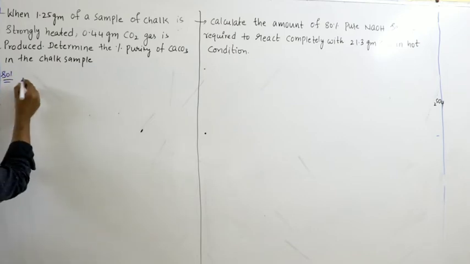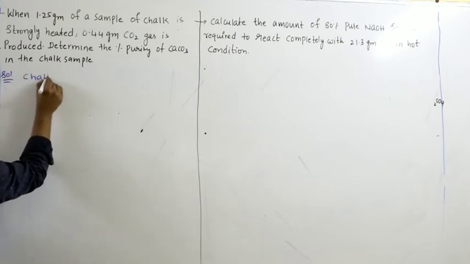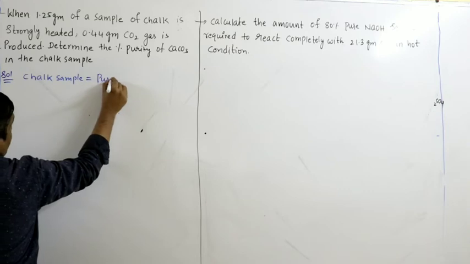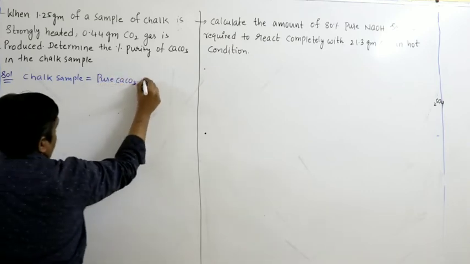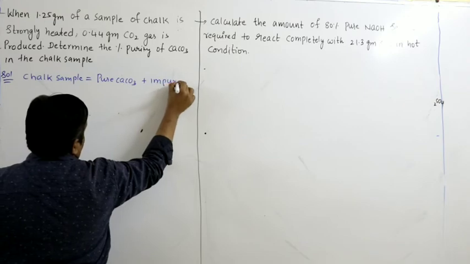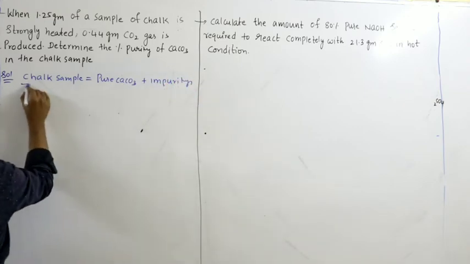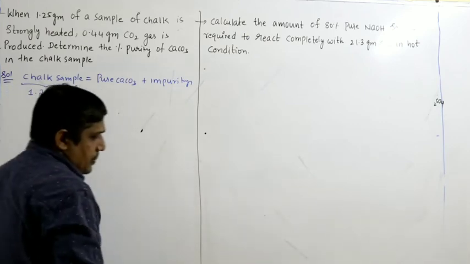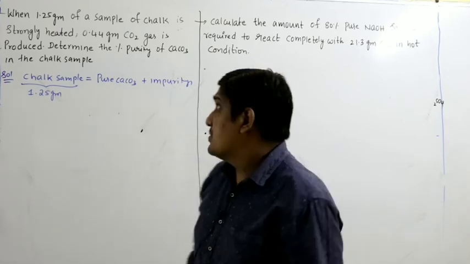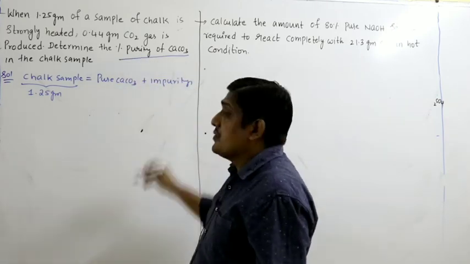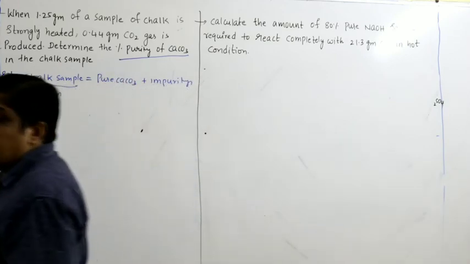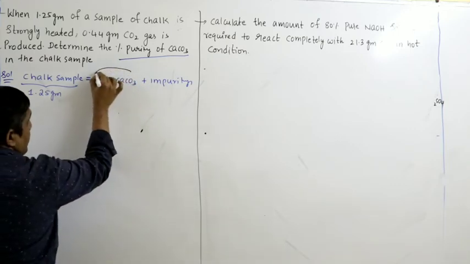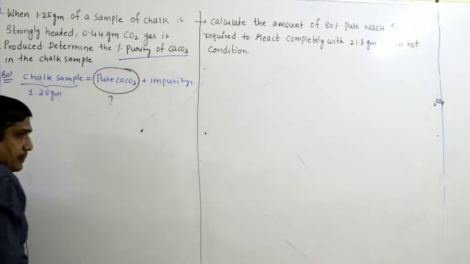So first let us understand. You have a chalk sample which contains pure CaCO3 plus impurity. So chalk sample weight is given, 1.25 grams. To find percentage purity of CaCO3, we require weight of CaCO3. We have to find the weight of pure CaCO3.